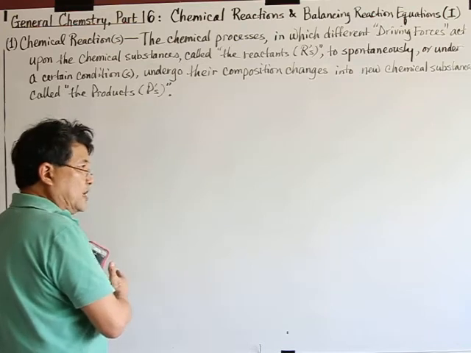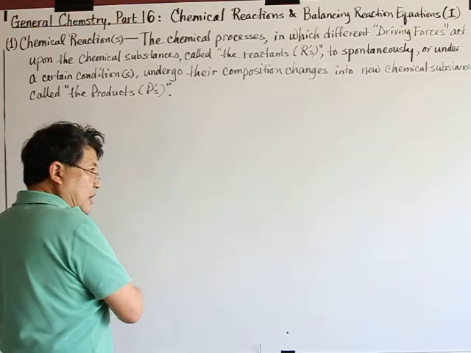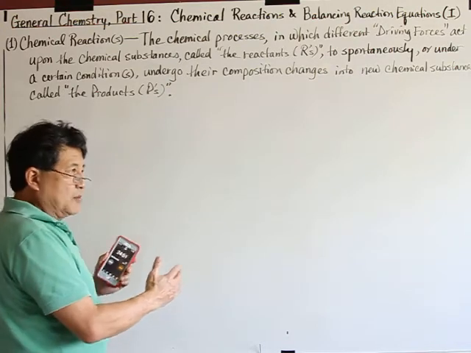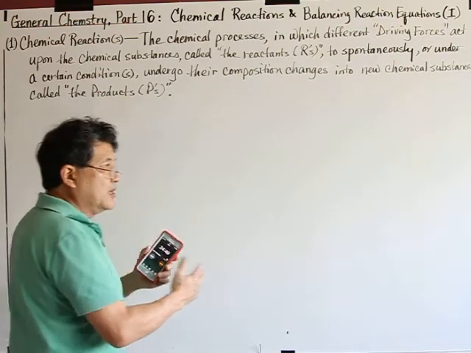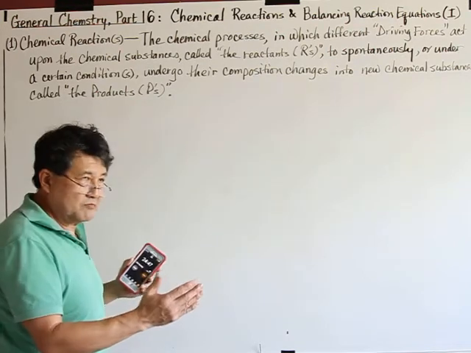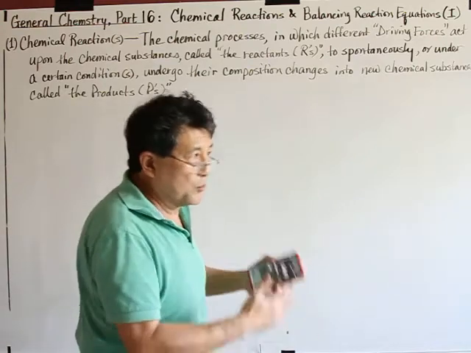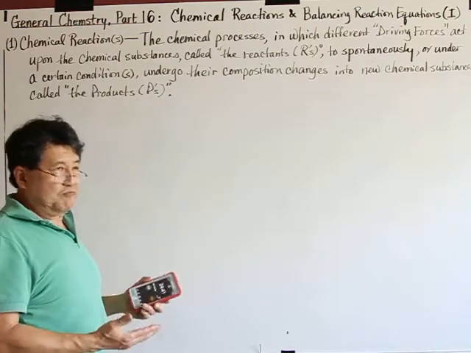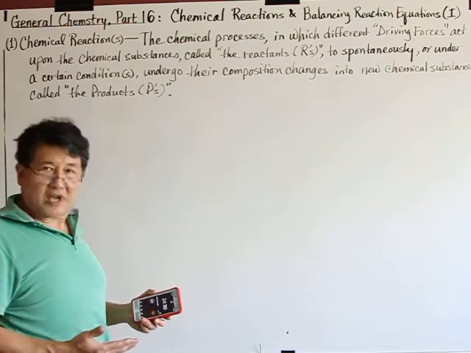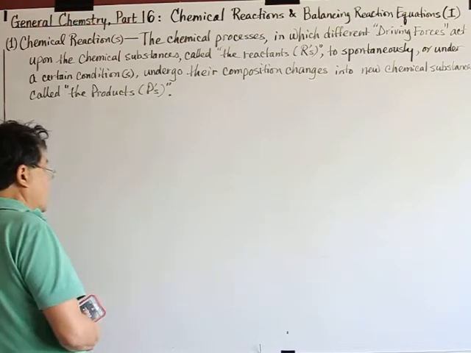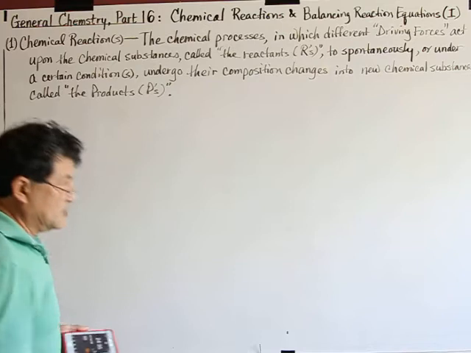Before the reaction starts, they have their own characteristics. But after they react with each other, the reactants disappear, and the new compounds called products are generated or produced. That is the process we call chemical reaction. All right, chemical reaction. So let's have a small review of the past.